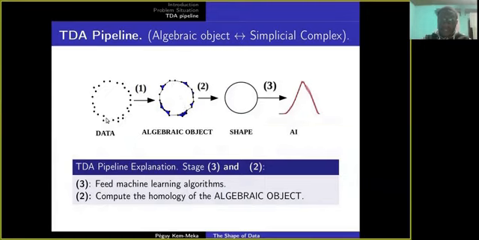Therefore, the pipeline is data and then a family or sequence of algebraic objects. And for a given algebraic object, I will have to compute the homology, which gives me the shape of my data. And I will just consider the shape that persists the most as the radius R is evolving. This is an introduction of the notion of persistent homology.